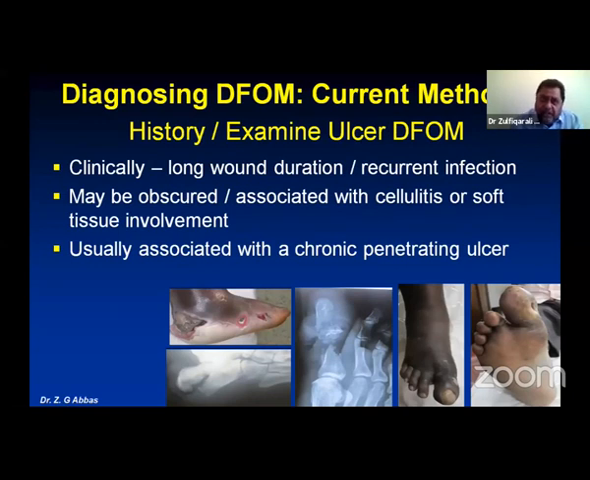Diagnosis, the current method: history and examination of the ulcers of diabetic foot osteomyelitis. Clinically, these ulcers have a very long duration, and patients would say they have been recurrently infected. There will also be remission. Sometimes they get better, and then after a couple of months, they burst out. Maybe they are obscure and not seen, maybe associated with cellulitis or soft tissue involvement. Like you can see here, this is a very small wound, but it was actually osteomyelitis. They are usually associated with chronic penetrating ulcers.